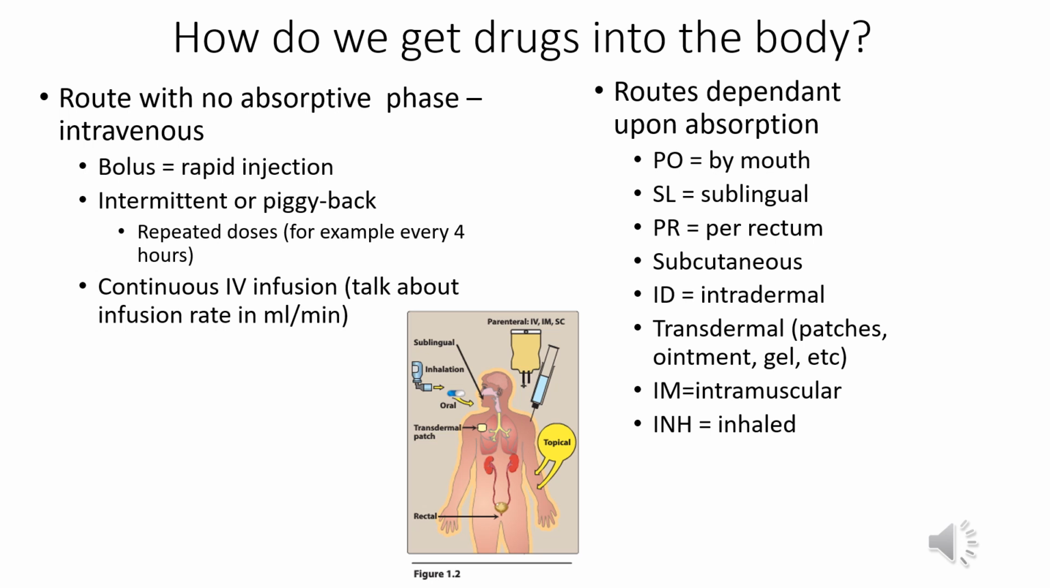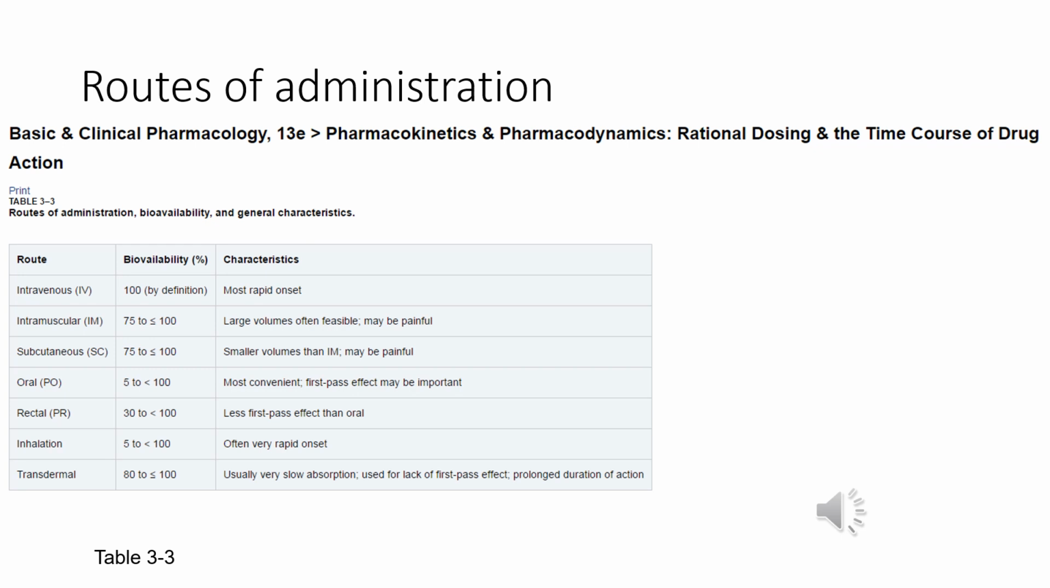Transdermal delivery generally takes the longest, followed by oral and rectal delivery. Subcutaneous, intradermal, inhaled, and intramuscularly injected drugs usually have rapid access to circulation, though there are sustained-release intramuscular dosage forms. The textbook demonstrates different routes with percent bioavailability in Table 3-3. Again, bioavailability refers to the amount of drug available to systemic circulation when administered by a non-IV route. By definition, the IV route has 100% bioavailability.